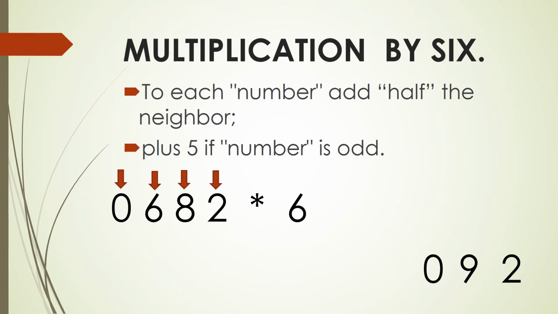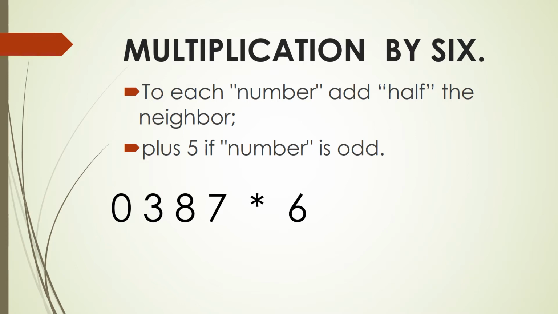And to that 0 we need to add half of the neighbor, which is 3, and we need to add the number 1 that we were carrying. So in total it's 3 plus 1, 4. We write that 4, and we have our answer. Let's do one more example.